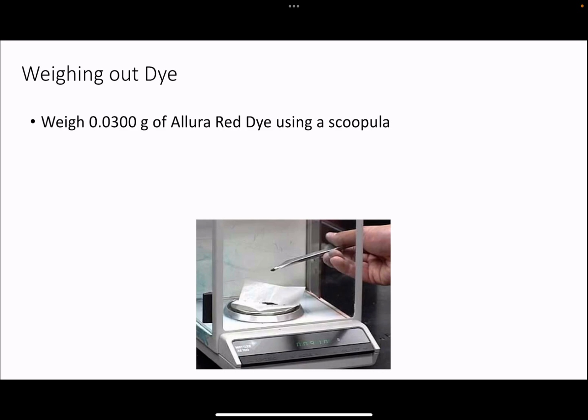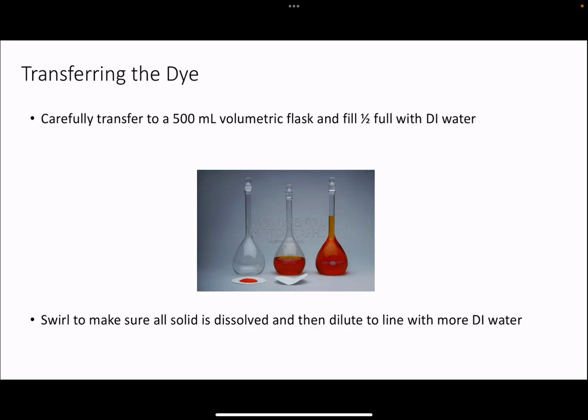All right, so in terms of actually weighing out the compound, this person puts the weight paper on, tears it, and then adds the 0.03 grams of allura red. You're going to do something similar. Then you're going to transfer your compound into a 500 milliliter volumetric flask. It says 1,000 here, but ignore that, same thing.